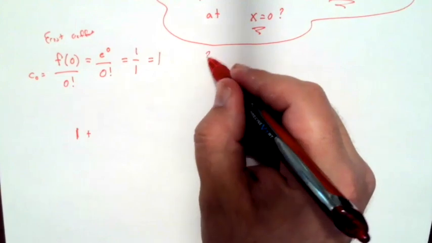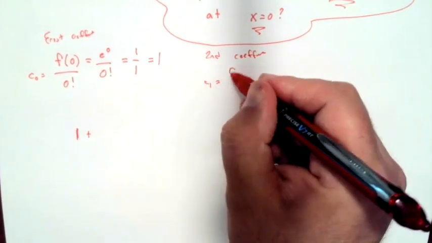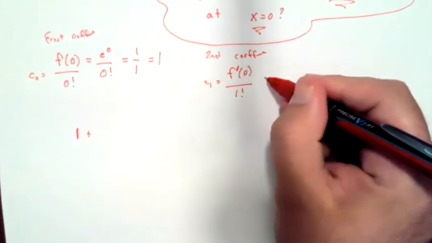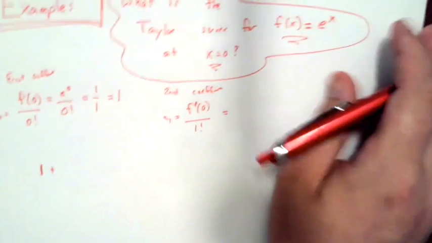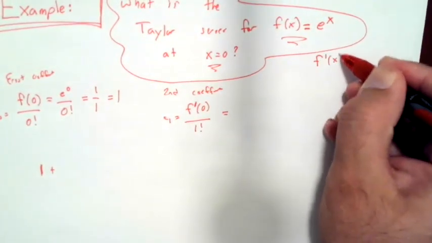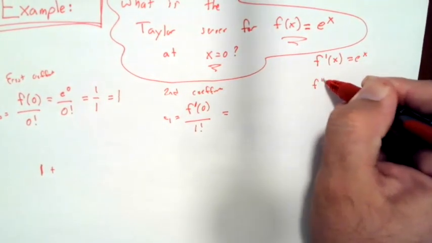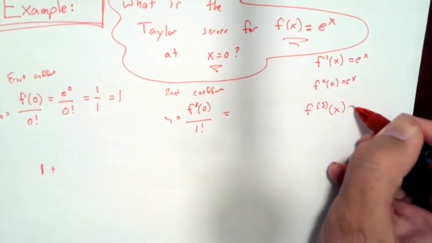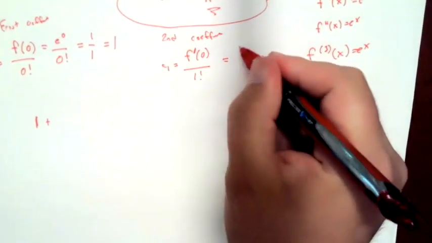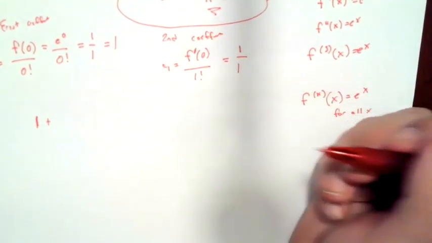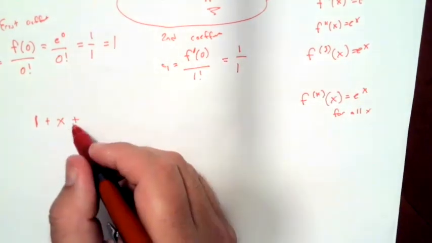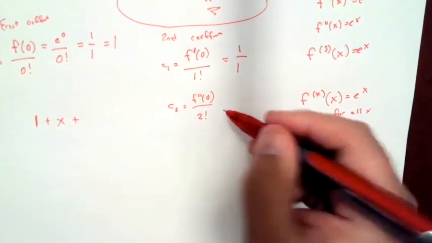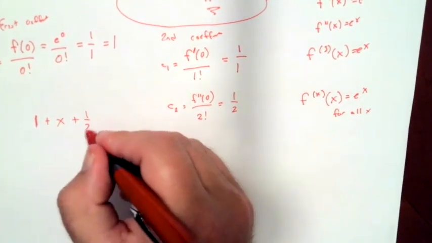Now I'm going to look at my second coefficient, which will be c1, f prime of 0, the first derivative, divided by 1 factorial. The important thing to remember here is that my f of x is equal to e to the x. So f prime of x is equal to e to the x, f double prime of x is equal to e to the x, and all of my higher derivatives are going to be equal to e to the x. So f prime of 0 over 1 factorial is 1 over 1, which is awesome. So that's going to be my coefficient on x. Then for x squared, I'm going to look at f double prime of 0 over 2 factorial, which will be 1 over 2. So my next term is 1/2 x squared.